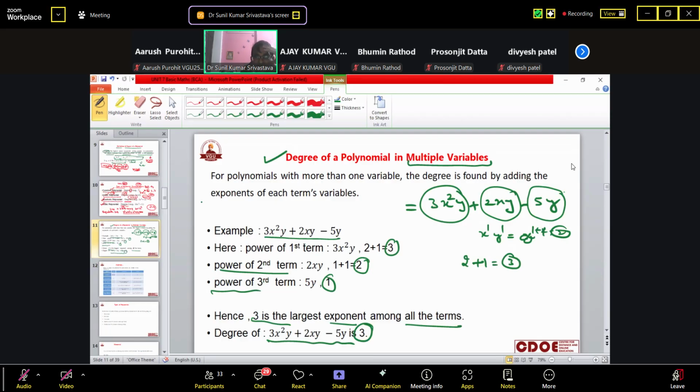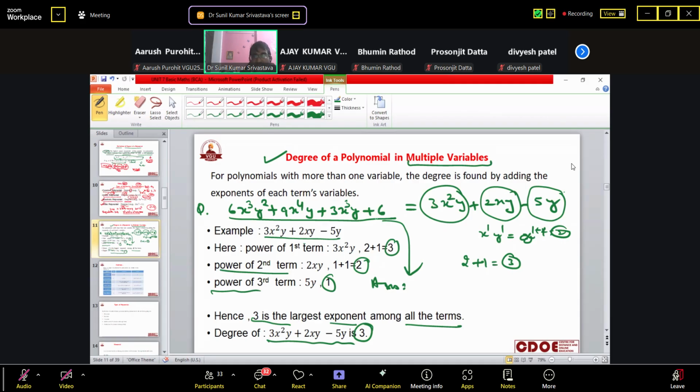Now, in the written example here, we have asked a question. 6x cube y square plus 9x raised to power 4 y plus 3x cube y plus 6. What is the degree of this polynomial? What is the answer for that? 6x cube y square plus 9x raised to power 4 y plus 3x cube y plus 6.